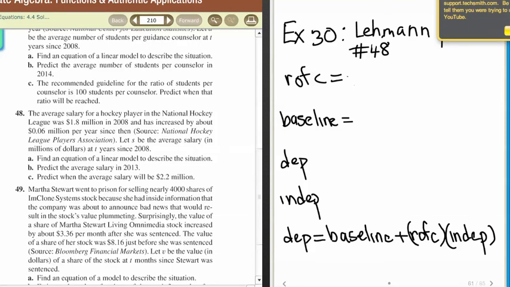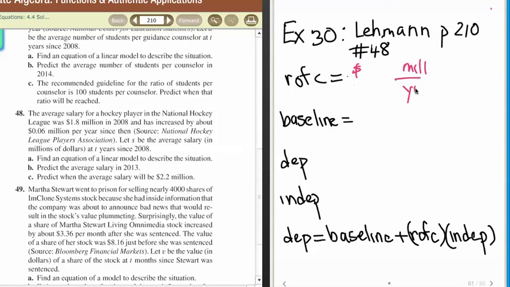The fact that we have $0.06 million per year tells us that we have a rate of change. So we have dollars in millions, and this is per year. That is a rate of change because we see that ratio in the units, and that value is 0.06. Now the amount that we started out with in 2008, that's our baseline. So this is 1.8 million in 2008.